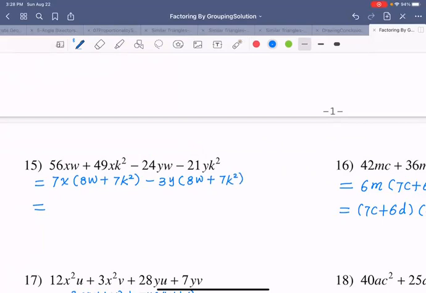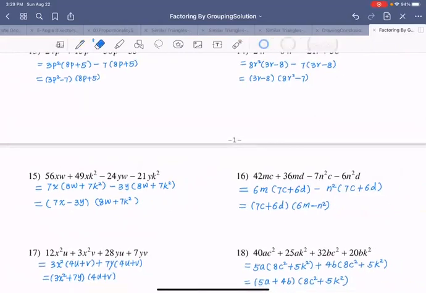Okay. Next. Go ahead. This is a common factor, correct? You copy down. What should I put for the first parenthesis? 7x minus 3y. There you go. Okay, makes sense now? Okay. Lastly, let's do number 16.